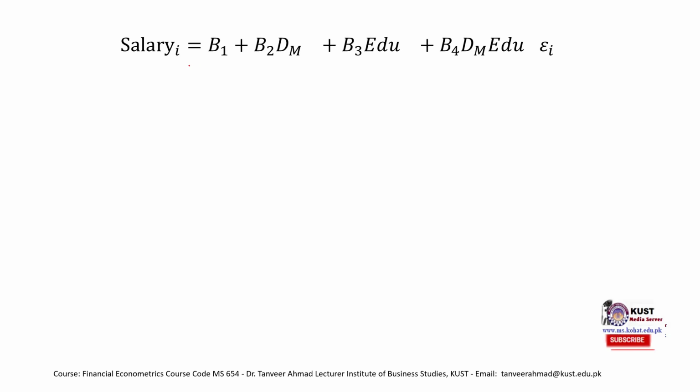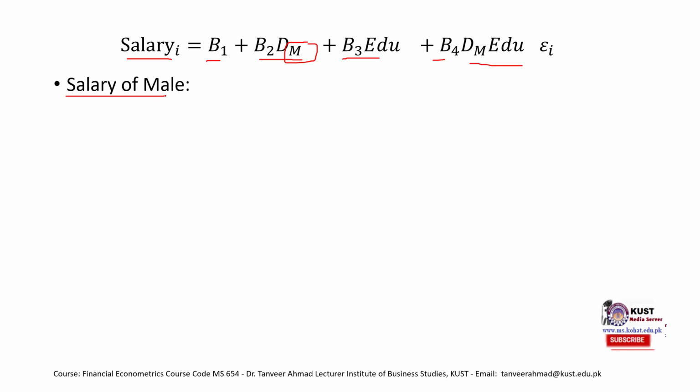Okay, so let's take that example of dependent variable salary. B1 is the constant term, then we have the dummy for gender, where we have given a value of 1 to male, we have education, and then we have beta 4, which is the interaction term. It is the dummy multiplied by education, these two variables multiplied.